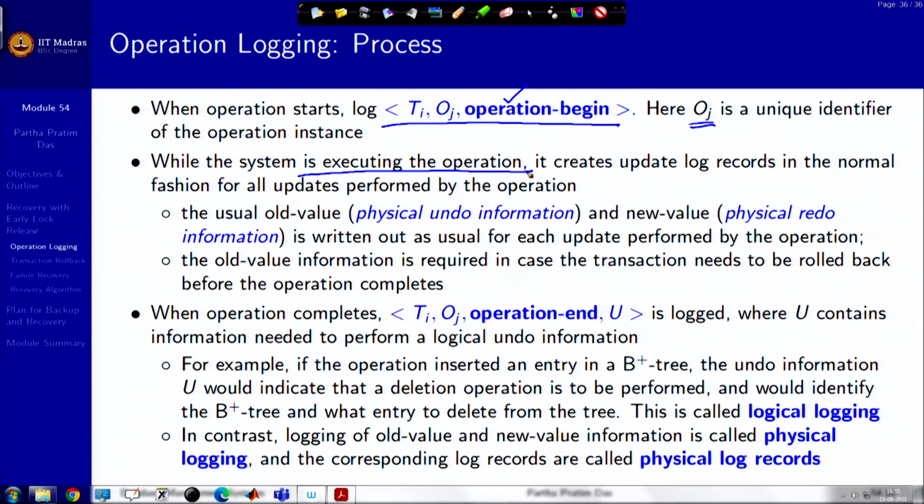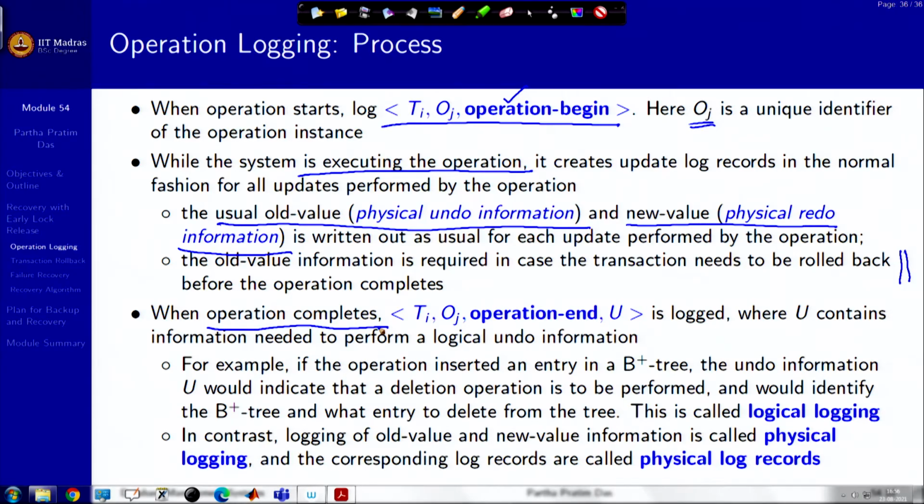Now, while the system executes the operation, it will create update log records, this value is written, this value is written and so on, in the usual fashion, that is the old value, which is physical undo information, and the new value, which is physical redo information, will be written in the log. Right? Because the old value information is required for rollback.